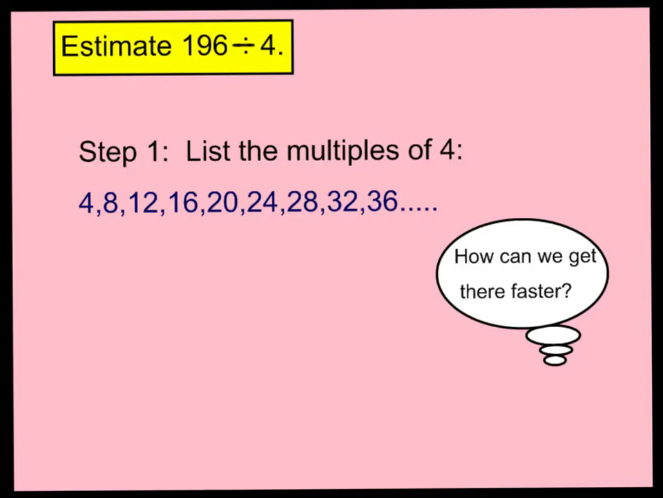So if we look at this next question, it says estimate 196 divided by 4. So step 1, I've taught you that you want to list your multiples of 4 when you want to estimate a number for a quotient. Remember, the quotient is the answer to a division problem. If I want to start out by listing my multiples of 4, and I want to get all the way up to 196, that's kind of a lot. Because if I start by going 4, 8, 12, 16, 20, 24, 28, 32, and 36, I'm going to have to keep going. And what if I make a mistake? I'd like to have a way to get there faster. Well, I'm going to show you how.